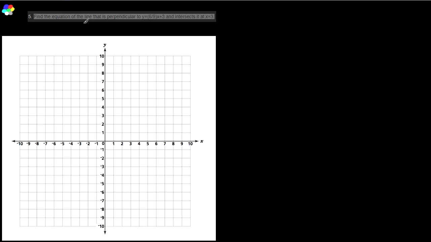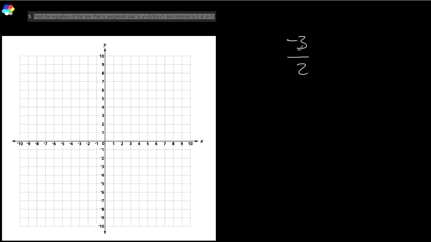Given that information, it's easy peasy. Find the equation of the line perpendicular to 6 over 9x plus 3 and intersects at x equals 3. So the slope is going to be, well, 6 over 9 is 2/3. So the perpendicular slope is going to be negative 3 over 2.